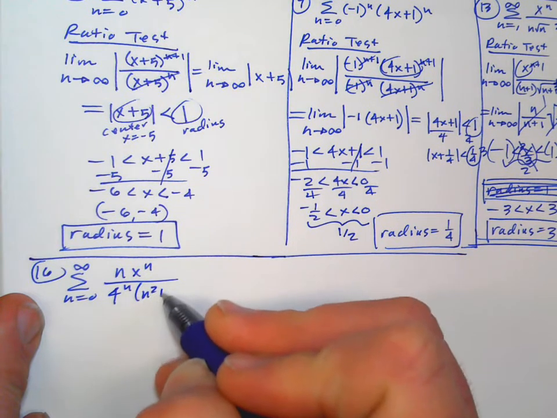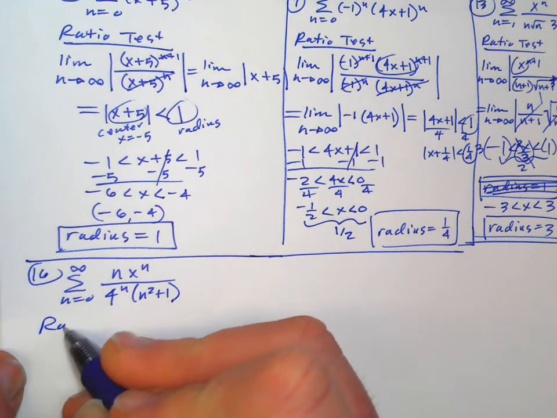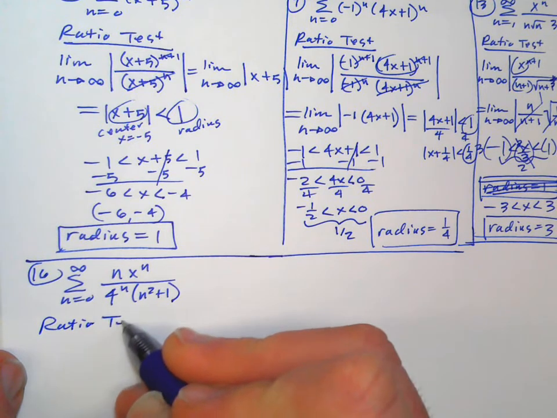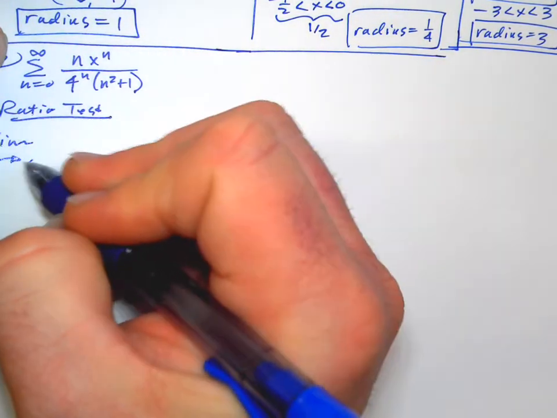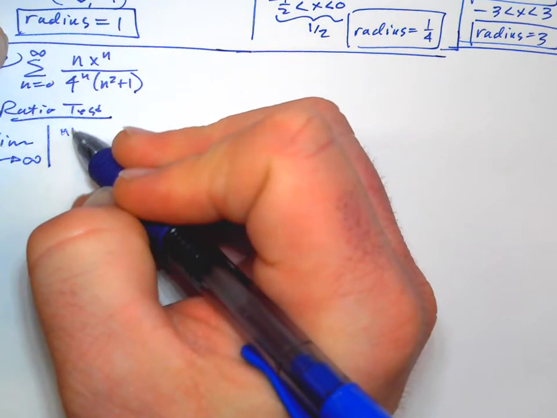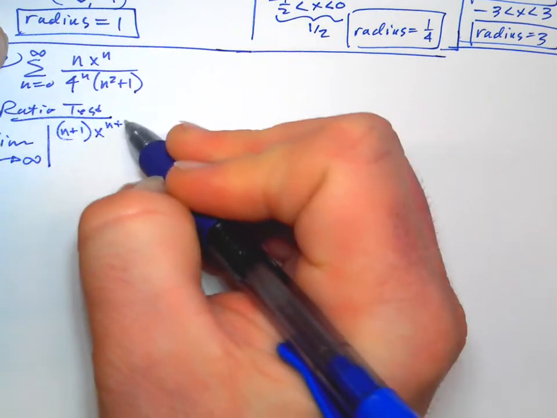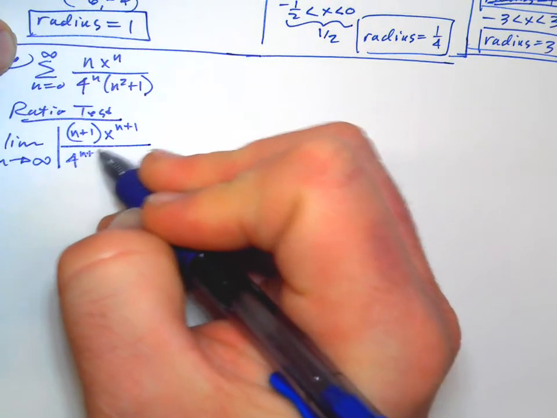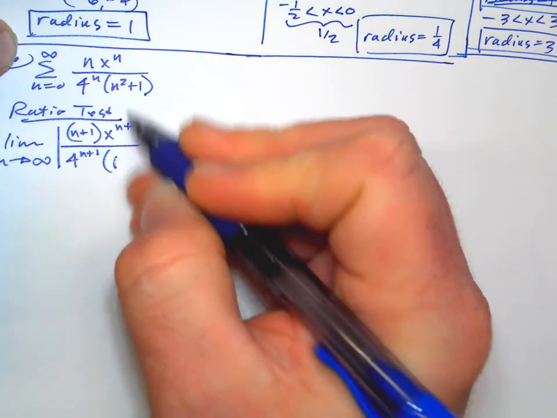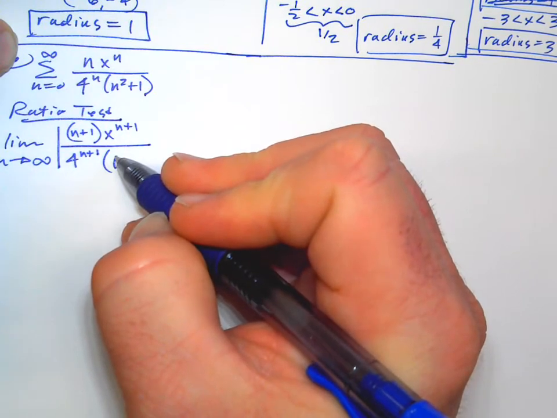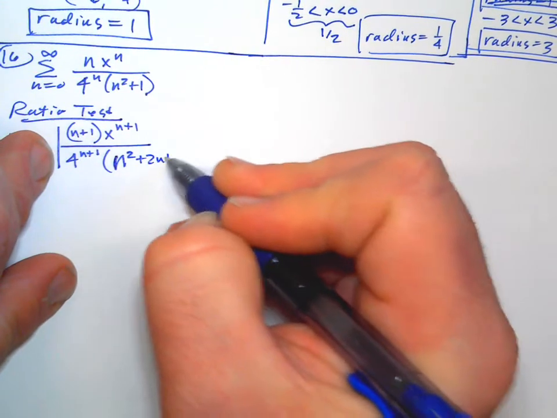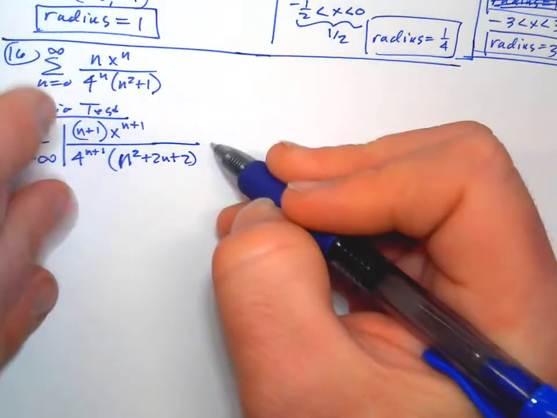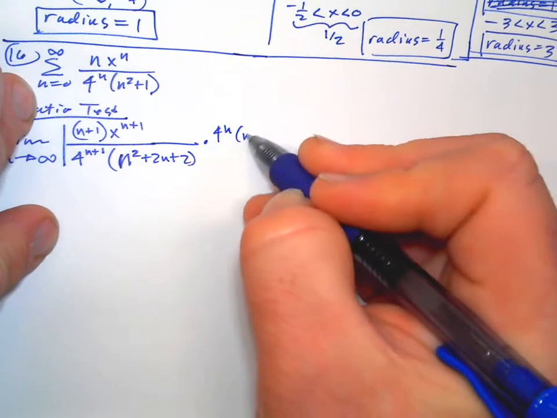These are getting a little messier. Okay, so ratio test. Limit as n goes to infinity of the absolute value of (n plus 1) x to the n plus 1 over 4 to the n plus 1. And this is going to be (n plus 1) squared. Should we say n squared plus 2n plus 2, because you get an extra 1 there? Times the reciprocal.